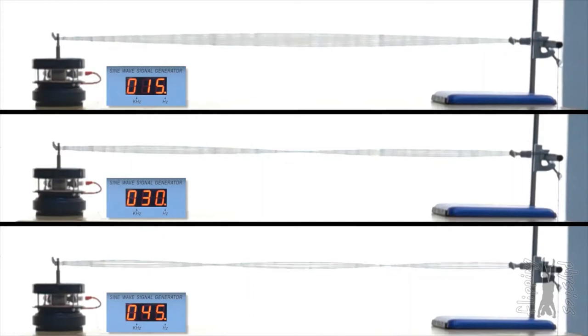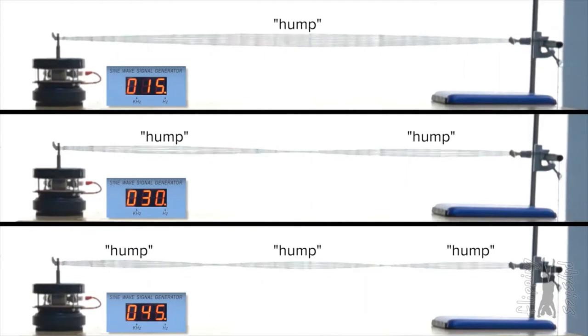Whoa, there are like different humps. Yeah, one, two, and three humps depending on the frequency. Right, but the string is still just going up and down. It's just there is a pattern showing how they go up and down. Dare I say a standing wave pattern? Absolutely, Billy. These are the standing wave patterns.